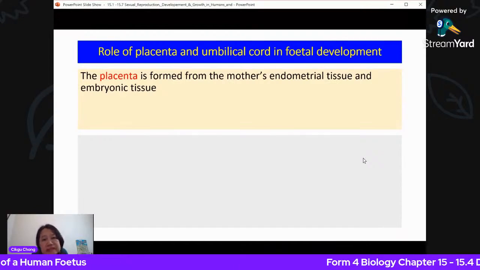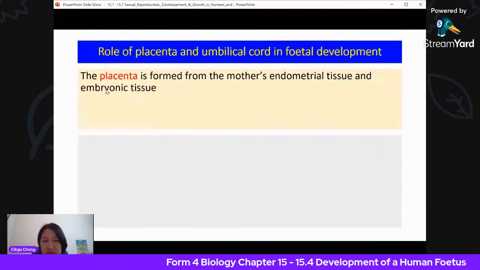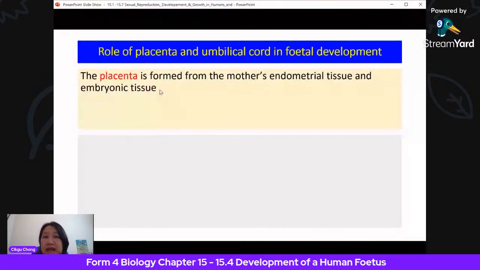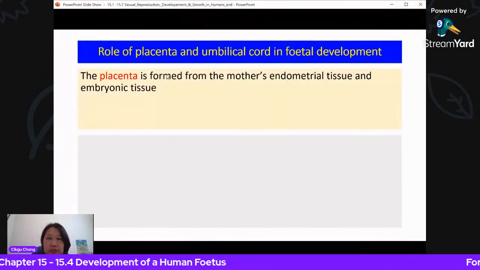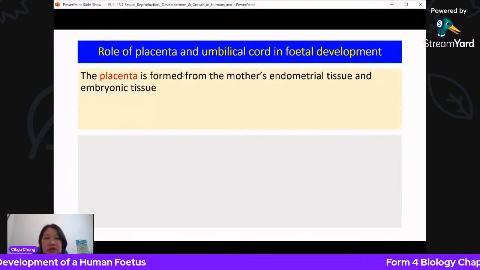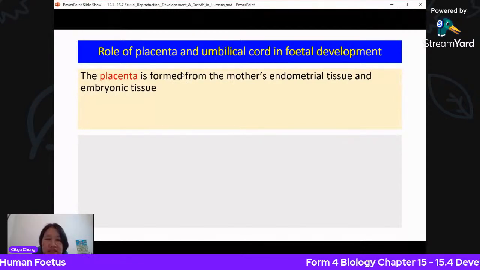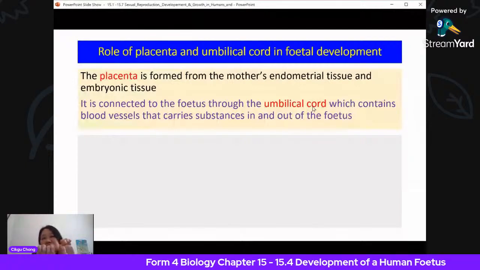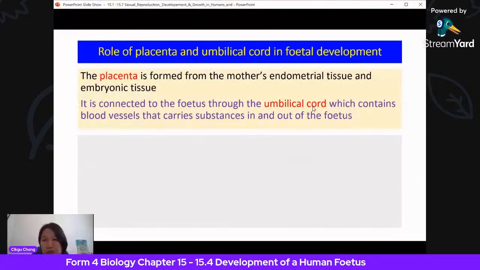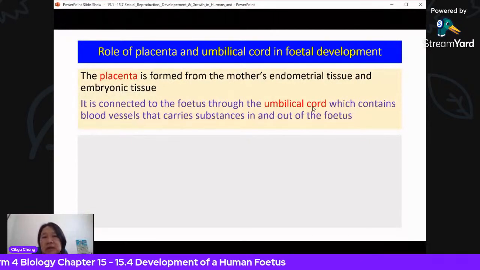Okay, so the placenta is formed from the mother's endometrial tissue and embryonic tissue. This is from the trophoblast layer in the blastocyst, the one that I showed you earlier. It is connected to the fetus through the umbilical cord. The cord is actually like a tube, and it contains blood vessels.